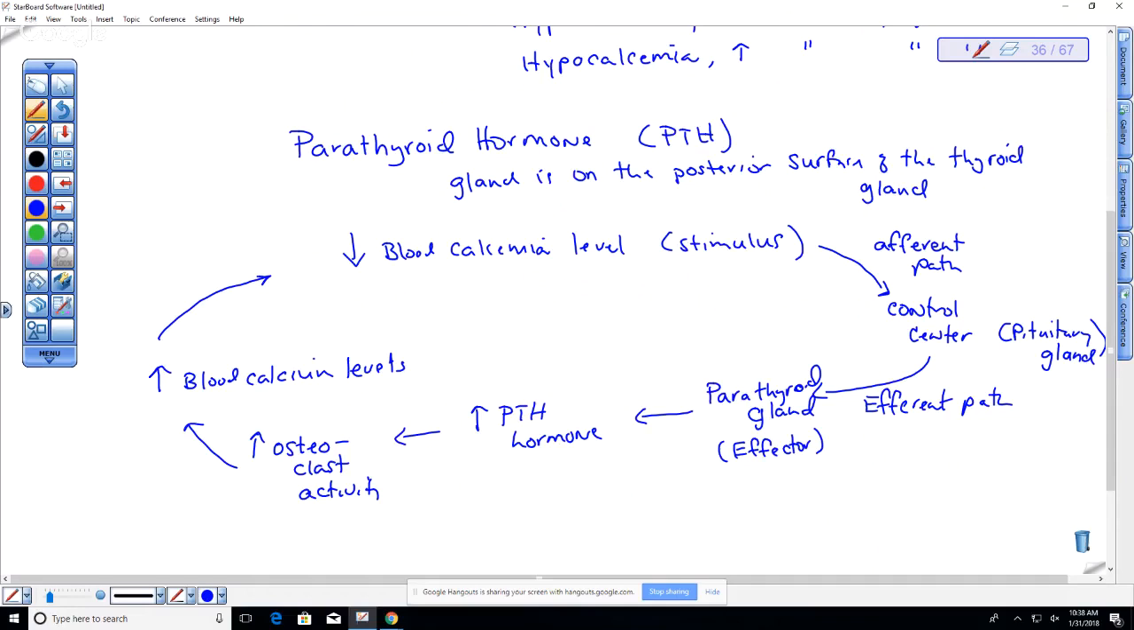If it stimulated the osteoblasts to remove blood calcium and store it in the bones, then that would be a positive feedback, right? But this is a negative feedback mechanism. So in your book, they have a diagram of this.